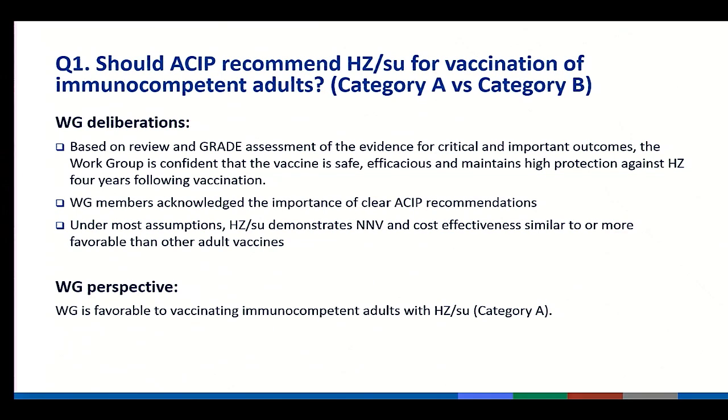Workgroup members acknowledged the importance of clear ACIP recommendations. Under most assumptions, herpes zoster subunit vaccine demonstrates number needed to vaccinate and cost effectiveness either similar to or more favorable than other adult vaccines. The workgroup is favorable to vaccinating immunocompetent adults with herpes zoster subunit vaccine as a Category A.